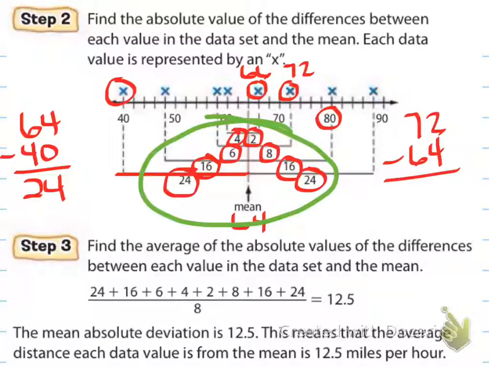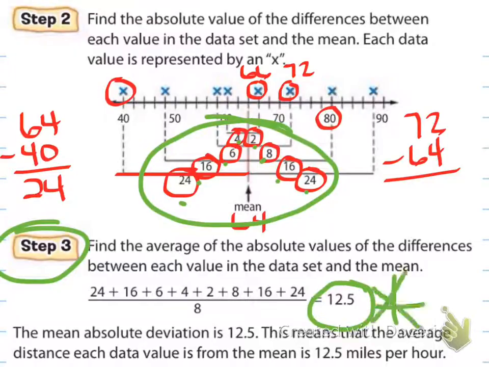Next, we're going to do step 3, which is finding the average of all the numbers from step 2. So we're going to take 24, 16, 6, 4, 2, 8, 16, 24. We're going to add them all together, and then we're going to divide by how many there are, which is 8. And that answer is 12.5. And that is our answer. Now we're done. That's our mean absolute deviation, 12.5.